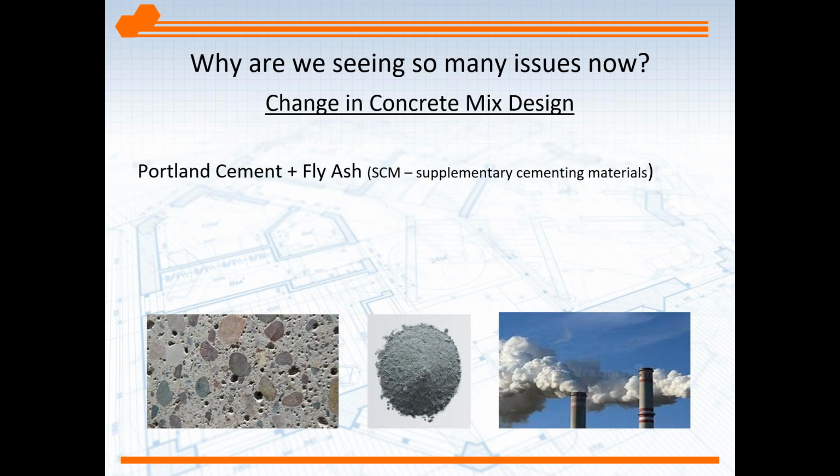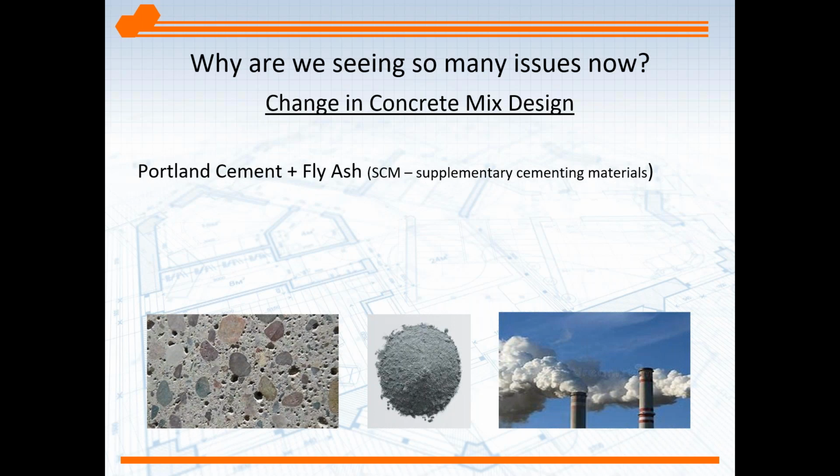Another issue is mix design. We see SCM, supplementary cementing materials. Those materials, a typical one is called fly ash, is used to reduce some of the Portland cement in a cubic yard of concrete. And fly ash is a product of coal burning power plants. The particulates, rather than being emitted, are captured. And this fly ash is a very fine powder. It's 1/10 the size or diameter of Portland cement.